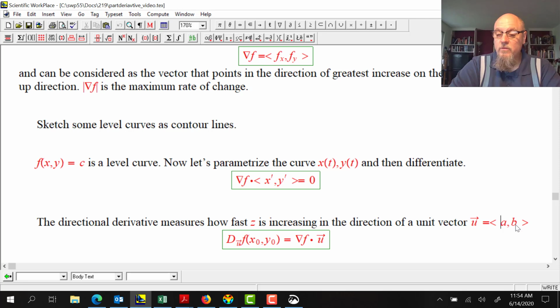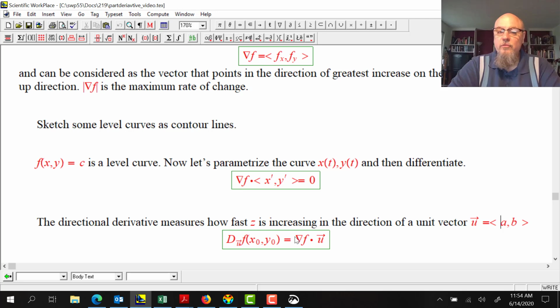So the vector that we're talking about here is a unit vector. AB is a unit vector. Its magnitude is 1. Now we can do the directional derivative. The directional derivative is just the dot product of the gradient with that unit vector.